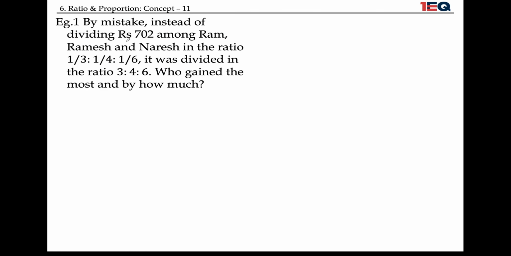By mistake, instead of dividing 702 among Ram, Ramesh, and Naresh, it was divided in the wrong ratio. I'll tell you about the wrong ratio first, and then the right ratio. The wrong ratio was 3 is to 4 is to 6.